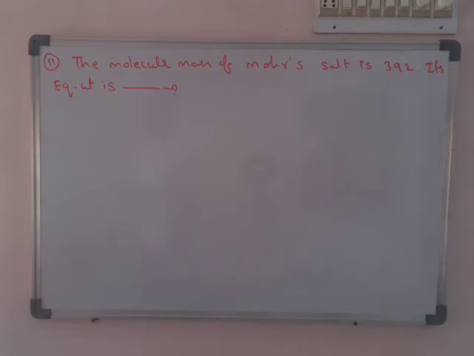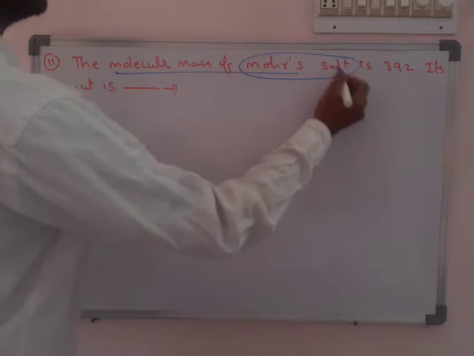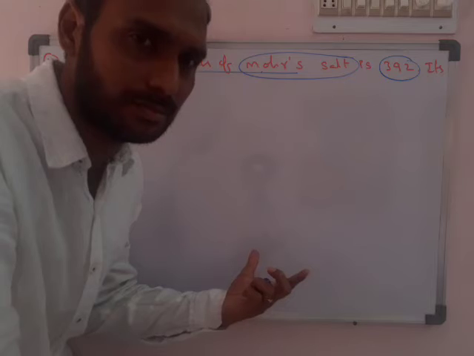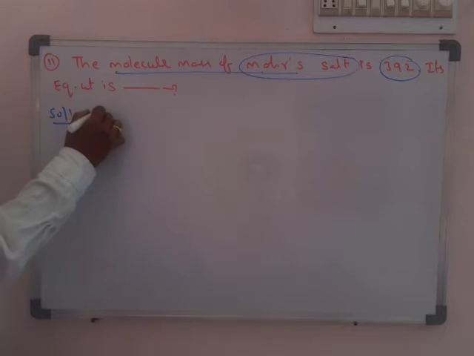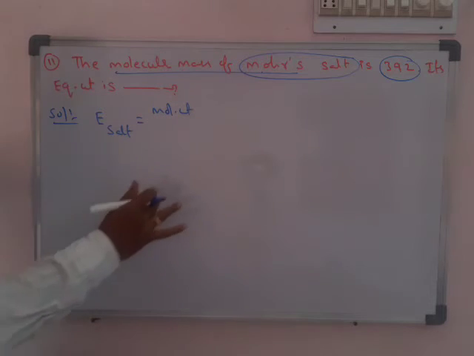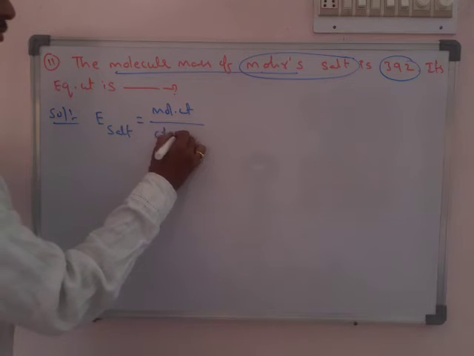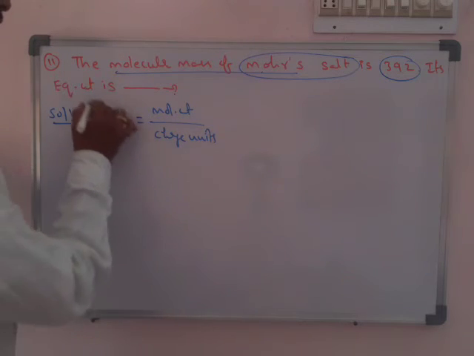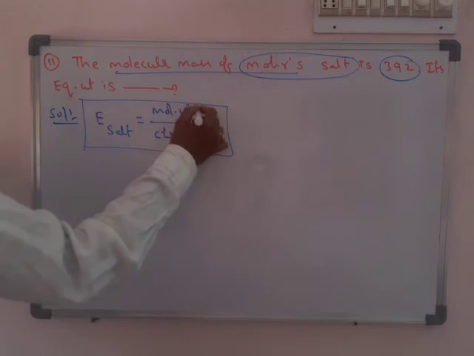Okay, see problem number 11 in the worksheet. The molecular mass of Mohr's salt is given as 392. What is its equivalent weight? So what is the formula for equivalent weight of a salt? Equivalent weight of a salt is always formula weight or molecular weight divided by its charge units. It may be positive or negative, both units are the same. So we must know the molecular weight. To know the molecular weight, we must know the formula.